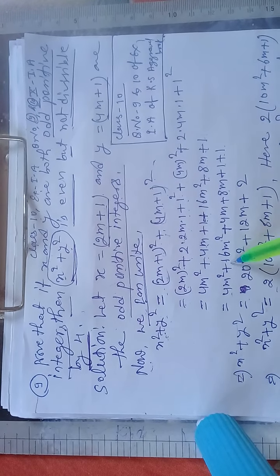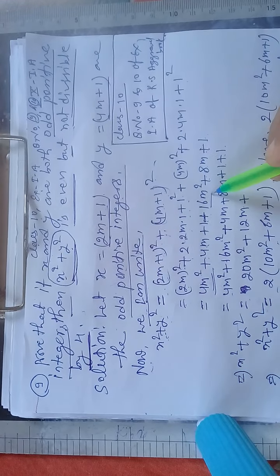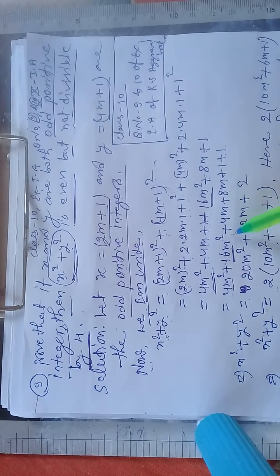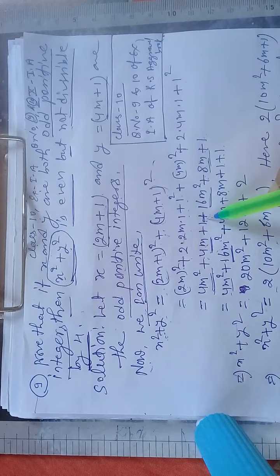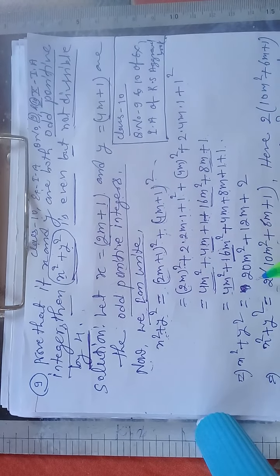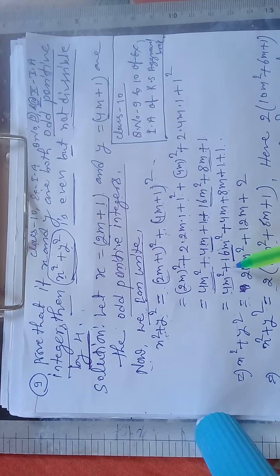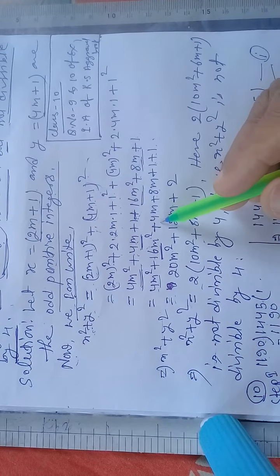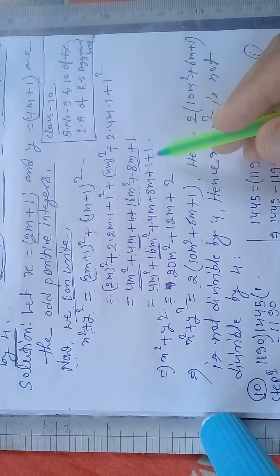Now 4m square and 16m square, we add the like terms. We get x square plus y square is equal to 4m square plus 16m square, which is 20m square, plus 4m plus 8m, which is 12m, plus 1 plus 1, which is 2.